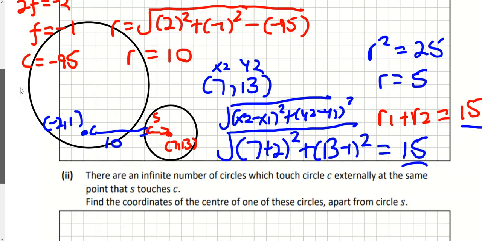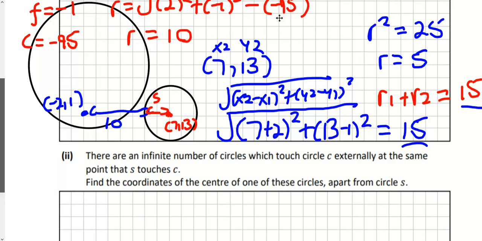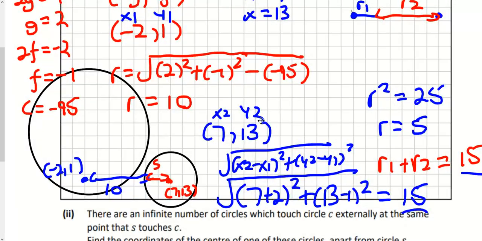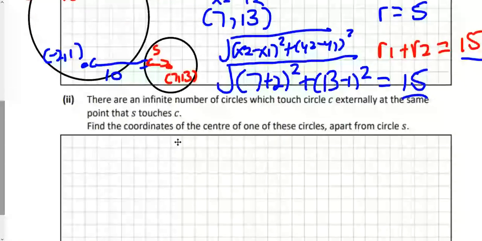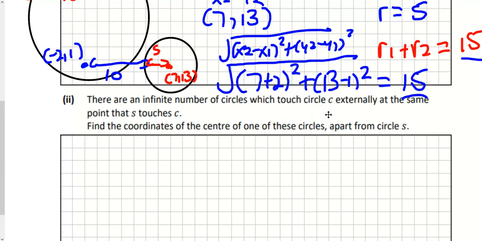Okay. I might use GeoGebra just to explain this, okay? Might be a bit easier. Okay, so using the information from the last question, there are an infinite number of circles which touch circle C externally at the same point that S touches C. Find the coordinates of the center of one of these circles apart from this circle S.